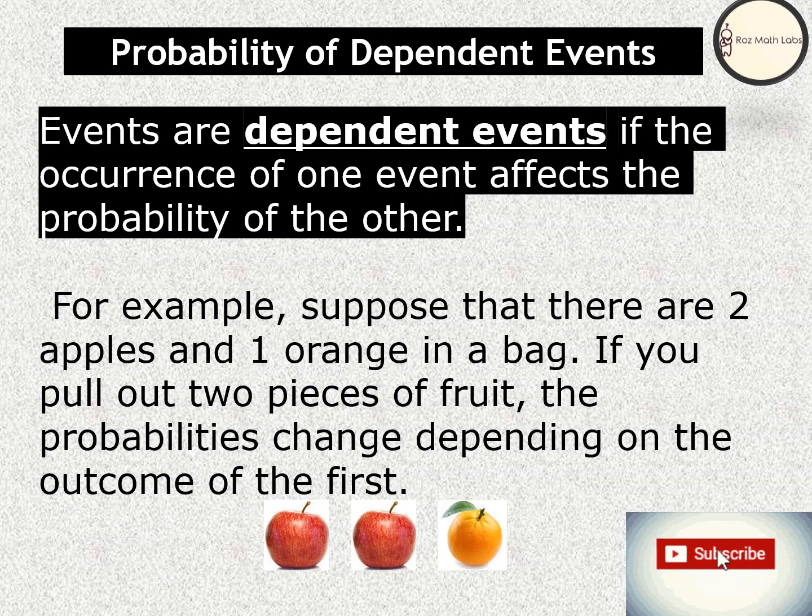Now let us see dependent events. Events are dependent if the occurrence of one event affects the probability of the other. For example, suppose there are 2 apples and 1 orange in a big bag. You pull out 2 pieces of fruit. The probabilities change depending on the outcome of the first. Let us see that example in detail.